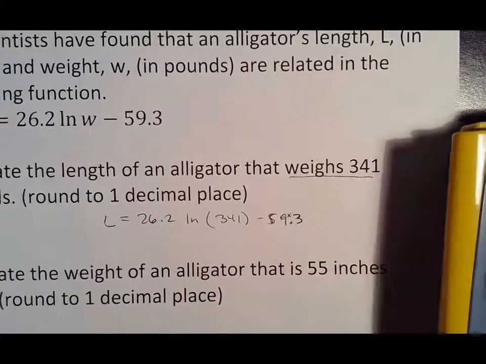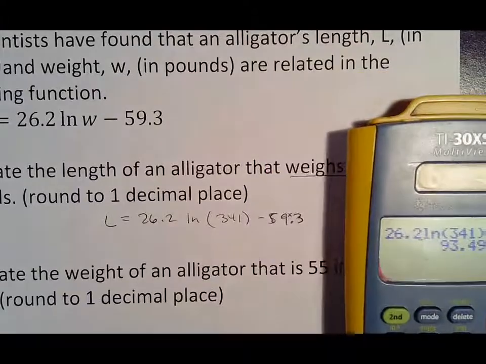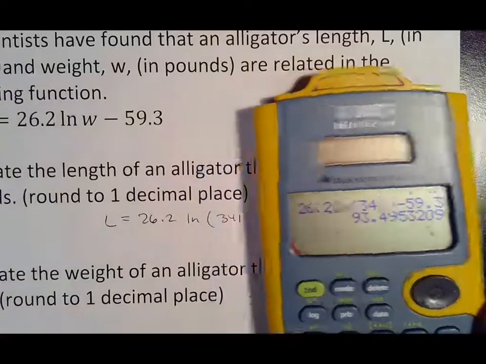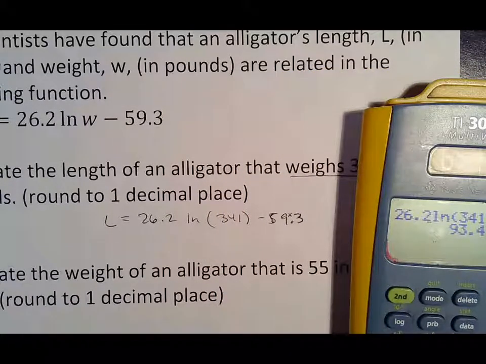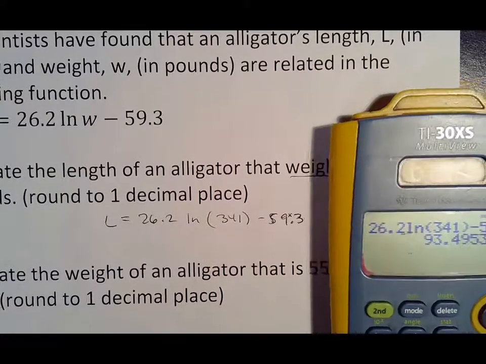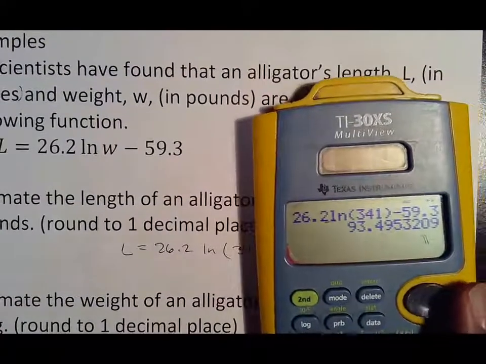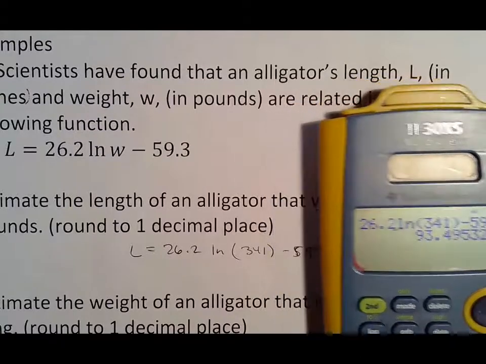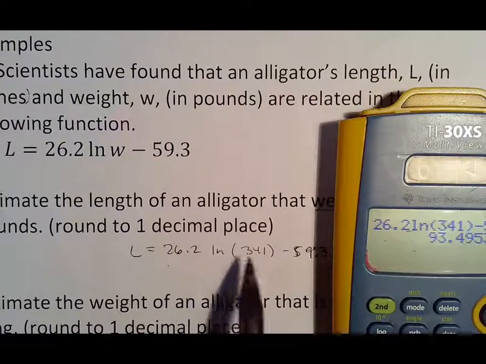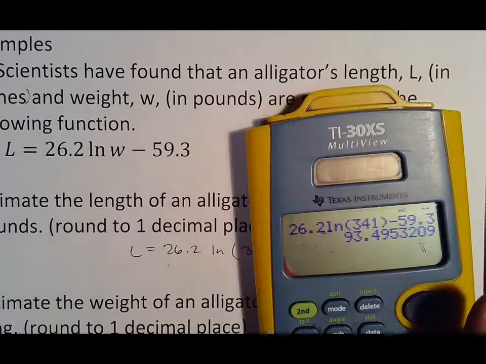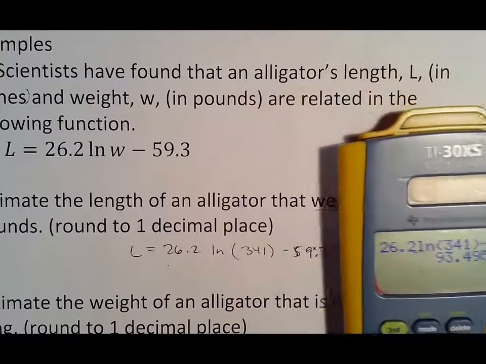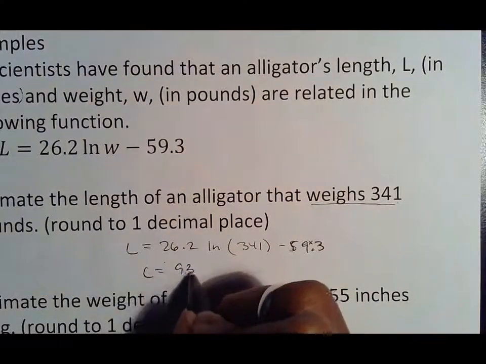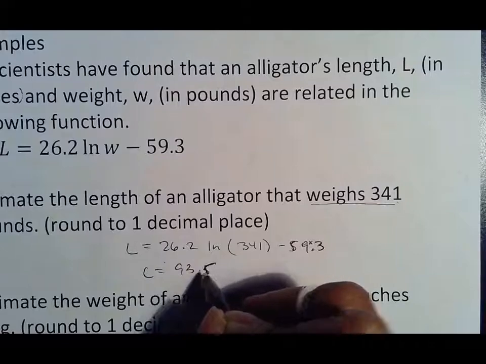That is a very long alligator. But anyway, no, that's inches. Okay, I was about to say, 93 feet, I know I messed that up. I say that because I make these problems up and I don't consider what the answer actually means. But 93 inches actually makes more sense than 93 feet. That's a big alligator, more like Jaws. But anyway, notice all you had to do is just type it in. So 26.2 ln 341 minus 59.3 gave me my answer. To one decimal place, it would be 93.5 as your answer.